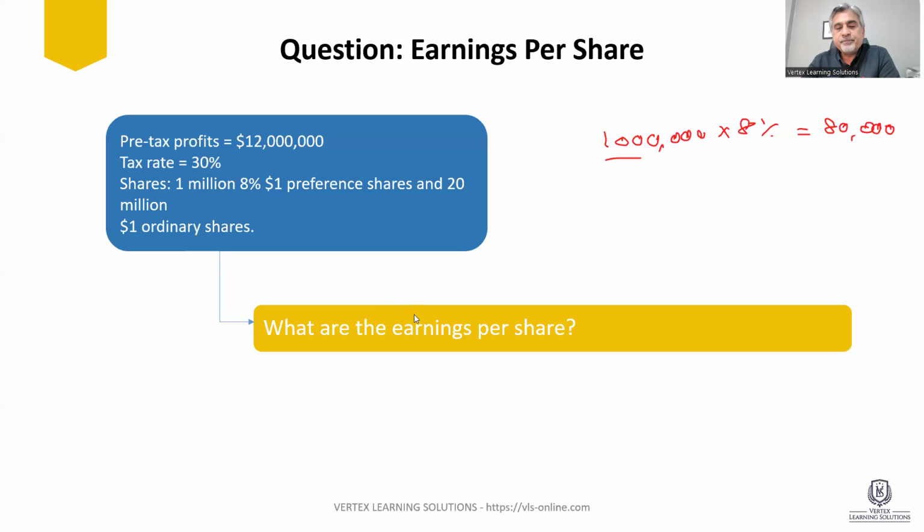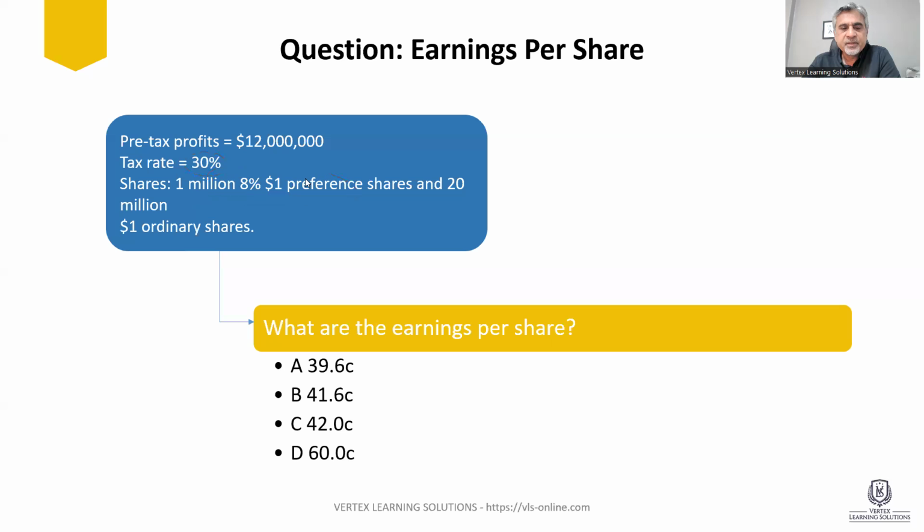So what are the earnings per share, or what is your EPS? So 12 million, I have my profit, and this profit is before tax. So I have to subtract my tax expense. Then I have to subtract my preference dividend. Then whatever is left, that will be called your earnings available to ordinary shareholders. Let's see. Okay, options are 39.6, 41.6, 42, and 60 cents. So these are the four options which are available, A, B, C, D.